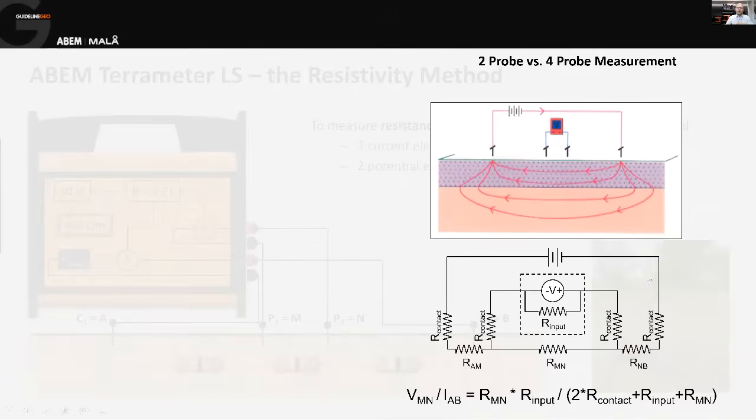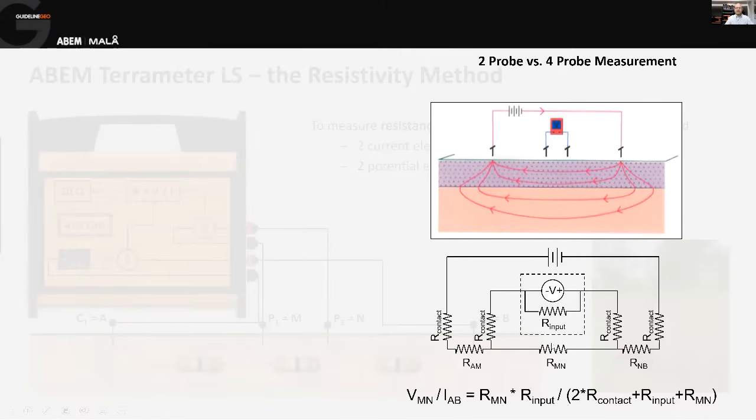So basically, with our 4-probe setup, if we take Ohm's law of how we calculate resistance, we take the measured voltage, so that's the voltage between our central electrodes, and we divide it by the current flowing between our current electrodes. So that's what we said in the previous slide. And so the resistance that comes back is going to be the sum of a lot of different components of the system. So it's going to be the contact resistance, so that is the resistance at the point where the electrodes meet the ground. So we've got 2 electrodes, so we've got 2 lots of that contact resistance.